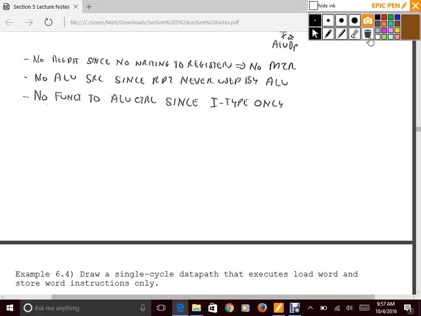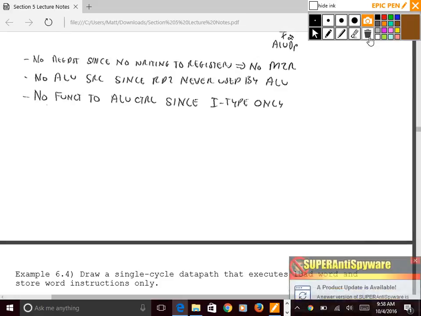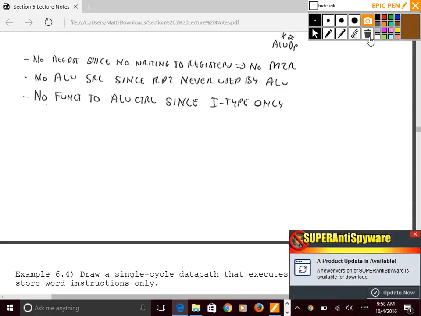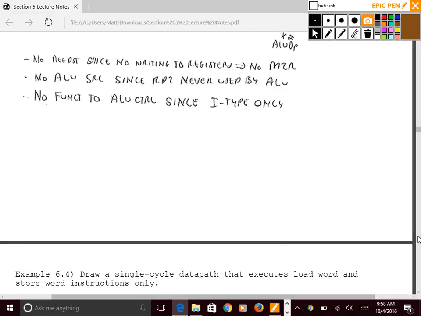Am I going to have to read from a register in either load word or a store word instruction? Which one? Store word, very good. That equals 20 to 16. Am I writing to a register in either a load word or a store word instruction? Load, very good. So you are. Do I have to make a decision between writing register from 20 to 16 or 15 to 11?